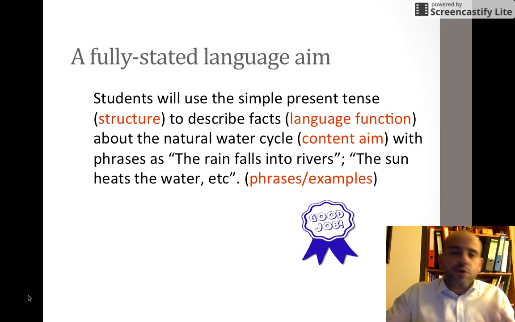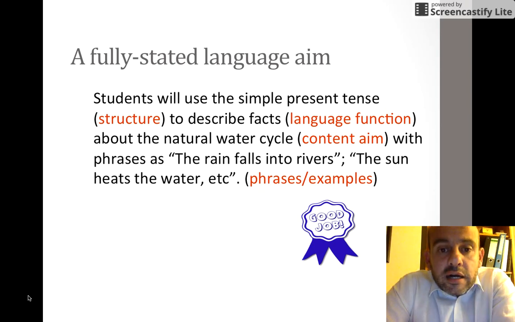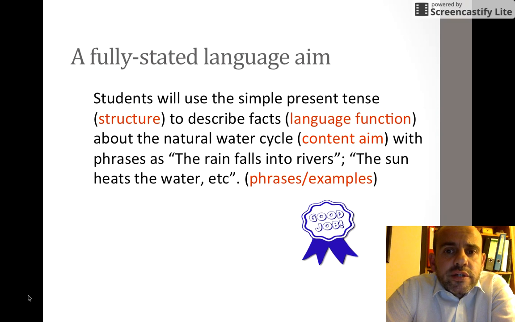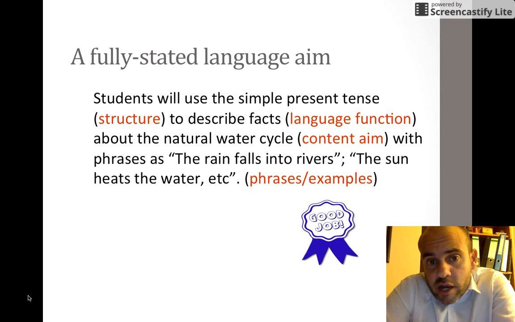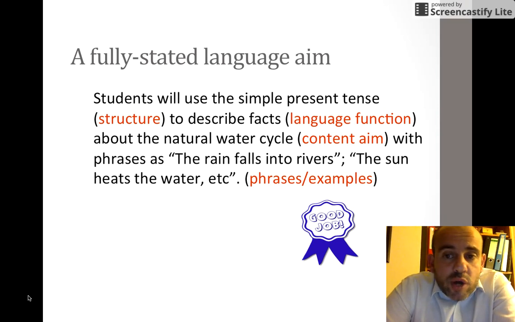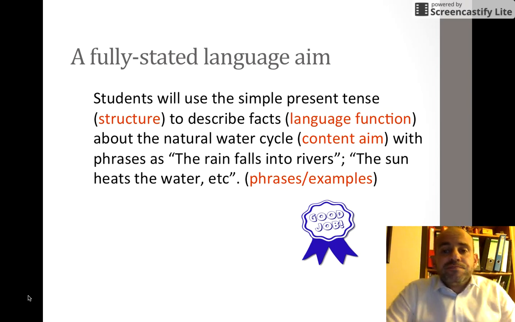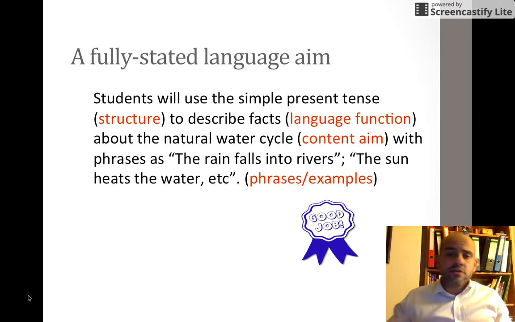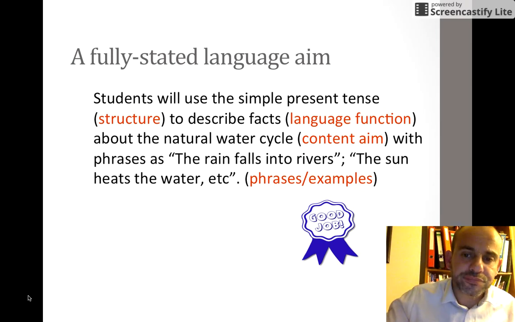Of course, the order can be changed. You could actually start with the structure, for example, which is what we do here. Or you could start with the content. Students will describe facts about the natural water cycle by using the simple present tense with phrases such as. So these are like different building blocks, and we can change their order.